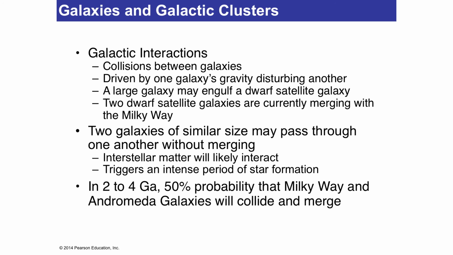Imagine spraying off your car as you're washing it and two raindrops merge into one larger raindrop. It would happen that way with stars. As gravity affects them, they can merge together. So two galaxies of similar size might pass through one another without merging. That's weird. How does that work? And then sometimes they'll merge together and form something big.